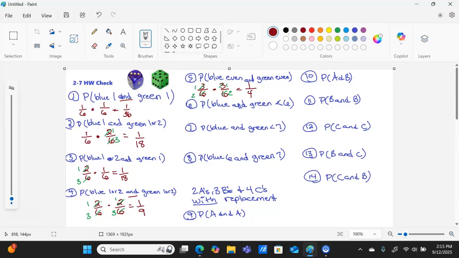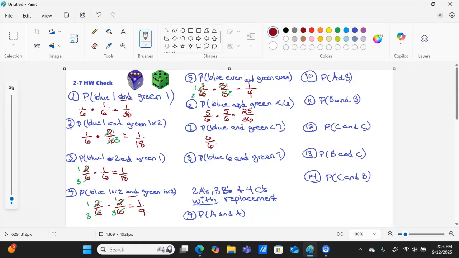The probability that the blue and green are less than 6, so that's 5 out of 6, because 6 is not less than 6. So 5 out of the 6 sides on both die. So that would be 25 out of 36. Nothing cancels there.